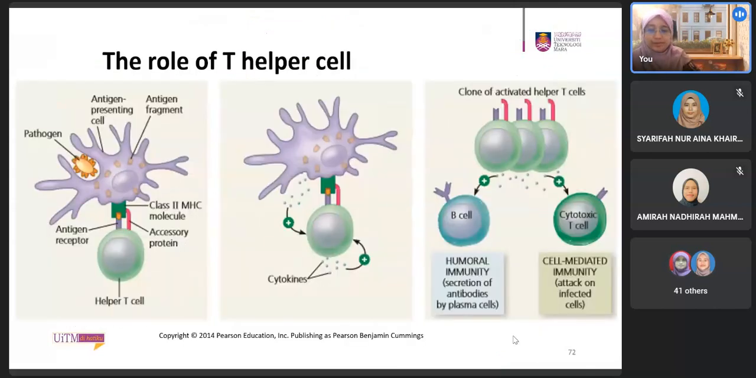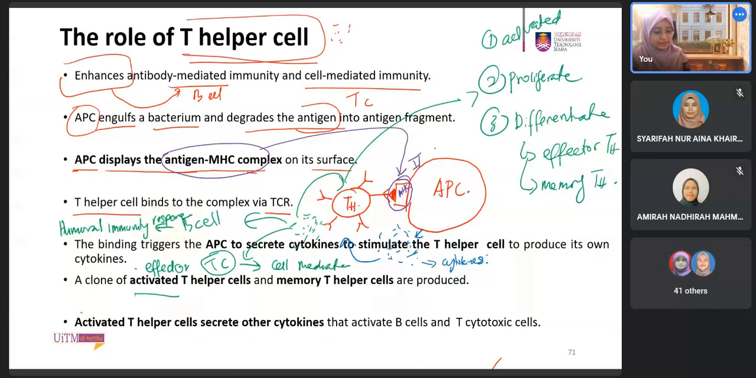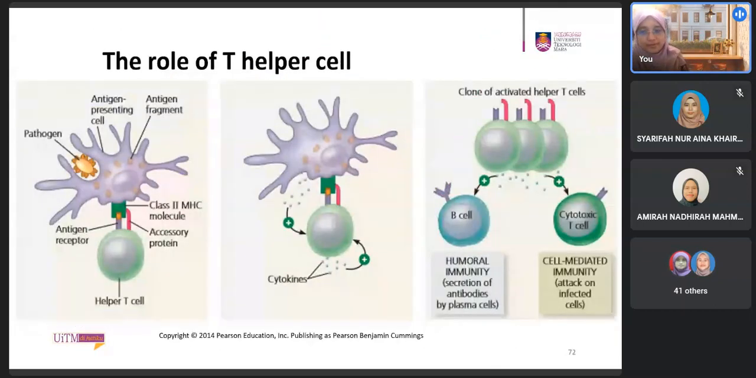Okay, so you have this diagram. It is the same thing, as I scribble here, sama je. Okay, the role of helper T cell. So you have a phagocytic cell. It can be macrophage. It can be dendritic cell. Okay, it can be B cell. B cell can also become APC.